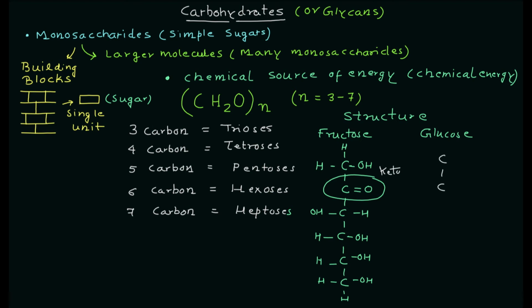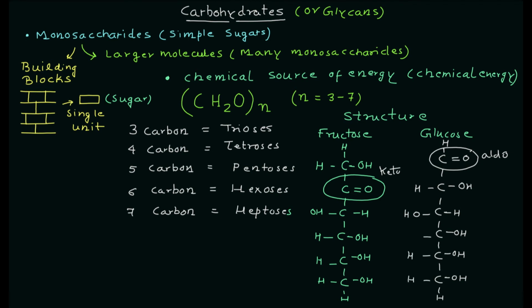Hexose means you have 6 carbon atoms. In the case of glucose, see very carefully, on the first carbon atom you have this carbonyl group. That becomes the aldo group. That's why it's known as aldose, aldohexose, or aldo sugar. Further, you have an OH group, then the orientation of the OH group is on the other side, then 3 OH groups, and then further an H group. This is the linear structure of the sugar. They can also be in the ring structure.